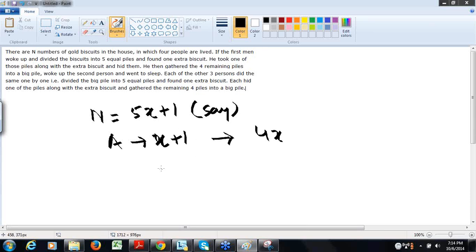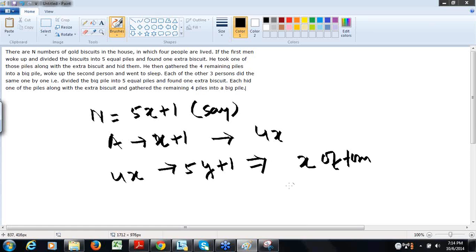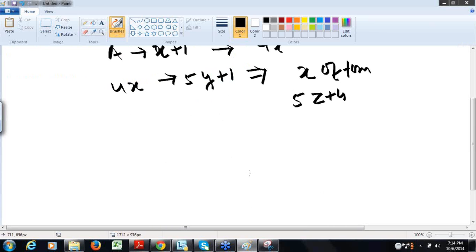So what is left? Left is 4x. Now 4x has to be of the form 5y plus 1. Obviously, if it is of the form 5y plus 1, which implies what? x must be of the form 5z plus 4, then only this is possible. Okay. Now if it is of the form 5z plus 4, that means y is equal to what? y is equal to 4z plus 3.